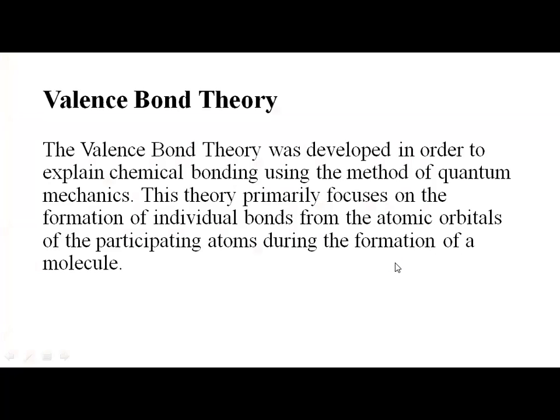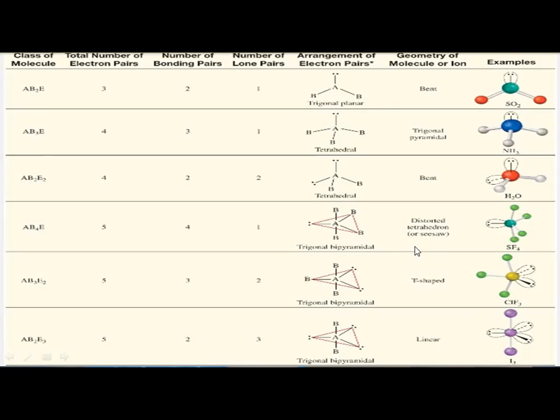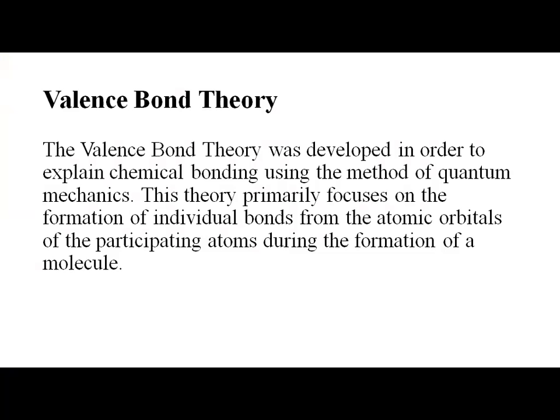So this is about valence shell electron pair repulsion theory. So what does it say? It tells us about the shape of the molecule.